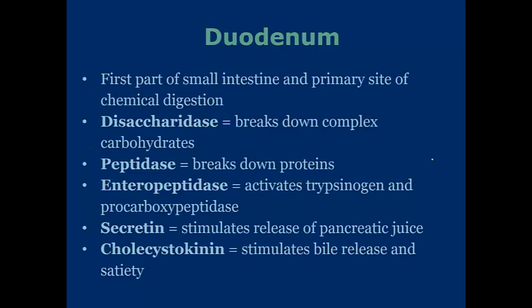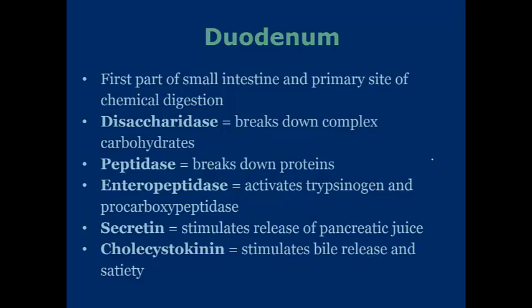After it travels through the stomach, it enters the duodenum, which is the first part of the small intestine. This is where most of the chemical digestion occurs in our body. There are different enzymes that are involved in breaking down and digesting our food. Disaccharidases break down complex carbohydrates. Peptidases will break down proteins.